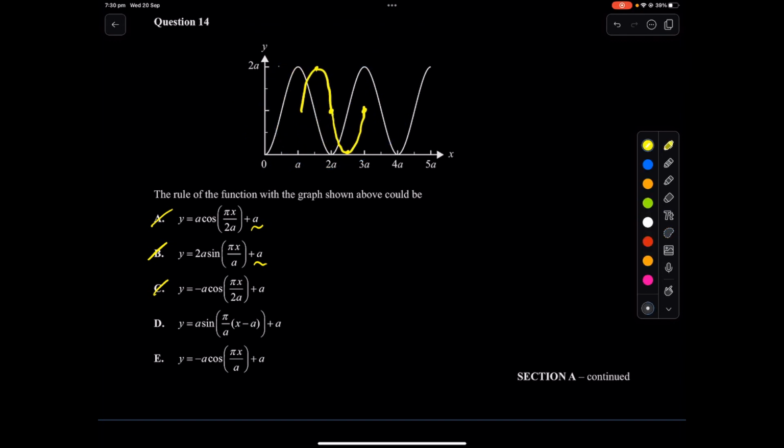So it is wrong, or it can only be E. I just want to double check if it's E, because I'm not too sure. So E is a normal cosine graph with this period. Let's say it's at A, so over here it's at A, and it looks like this, over here, and over here.